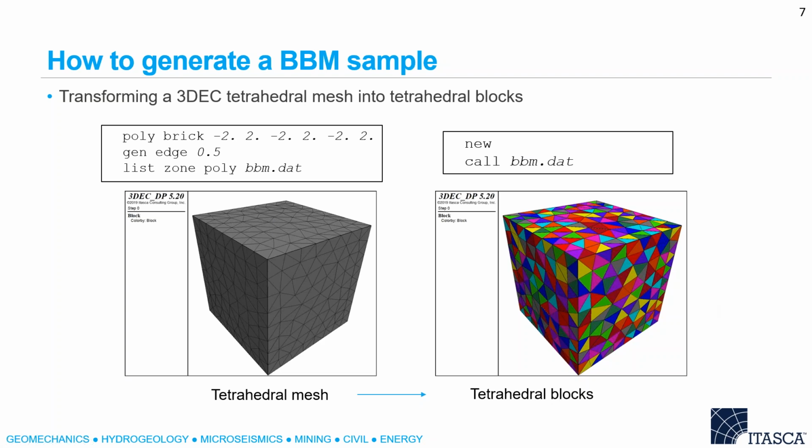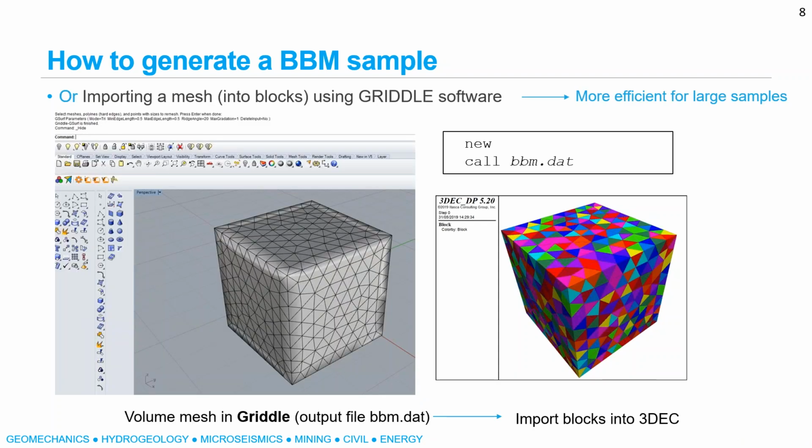However, when we have to model large samples, it is faster to do it externally, and thus we can use Griddle software, which is the Itasca meshing software. Here, identically to before, we do a tetrahedral meshing, and then we export this mesh, and 3DEC will import it into blocks.